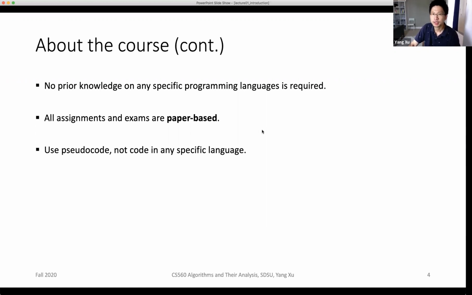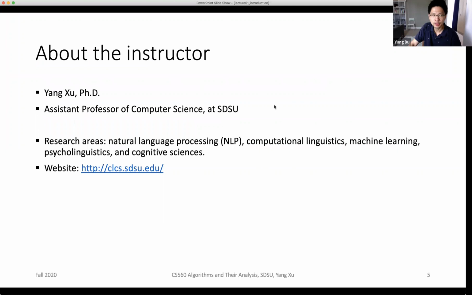Okay, so hopefully this gives you a general introduction to this course. And a little bit about myself again. My research area is natural language processing, which is a subfield of artificial intelligence. I use machine learning methods to study language problems, psycholinguistics, and cognitive sciences. If you're interested, you can visit my website.